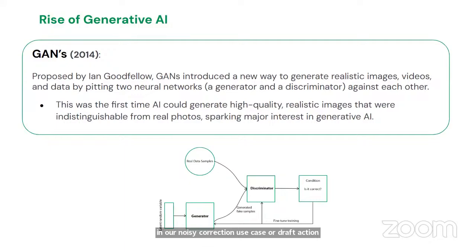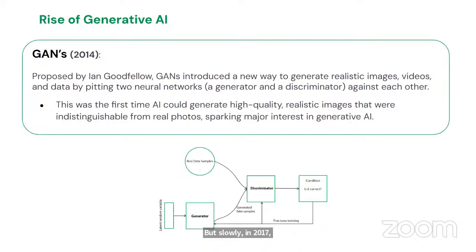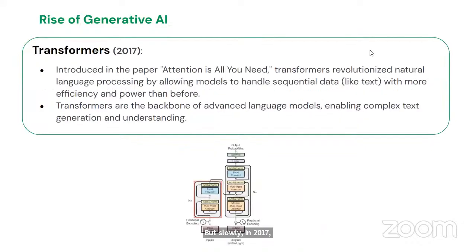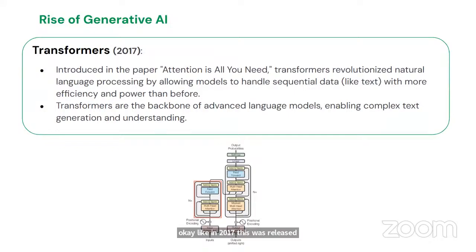But slowly, in 2017, Google researchers released a research paper called "Attention Is All You Need." That is a research paper by Google, and there they introduced a model called the transformer model. From here, there was a huge takeoff in generative AI. In 2017, this research paper was released.